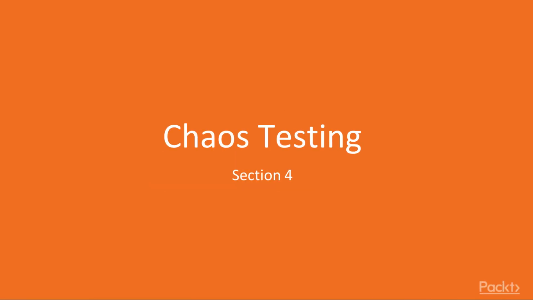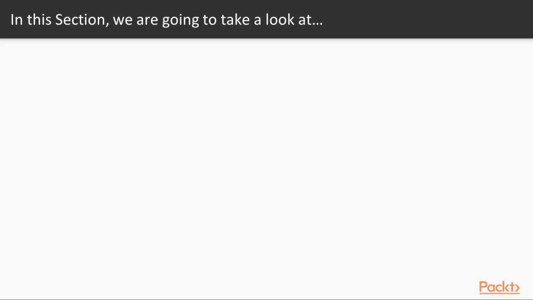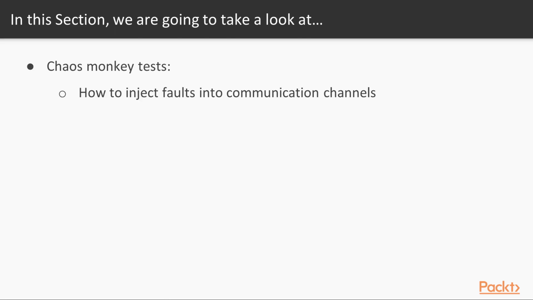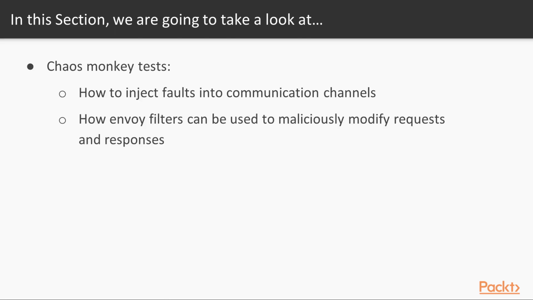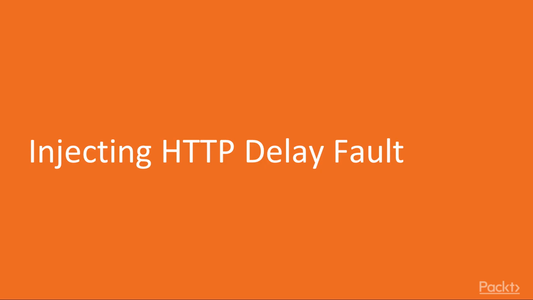Hi, and welcome to Section 4 on Chaos Testing with Istio. This section is all about Chaos Monkey tests. I will show you how you can inject faults into your microservice communication channels. We'll be using envoy filters to modify requests and responses, and I will show you how you can perform traffic mirroring. In the first video, we will be talking about injecting HTTP delay faults.